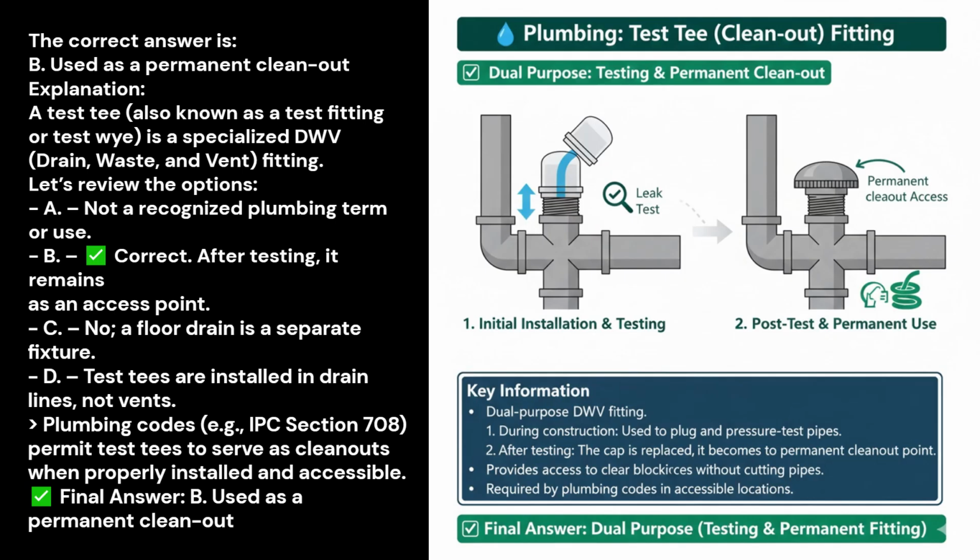C. Used as floor drain. No, a floor drain is a separate fixture. D. Used as an accessory to the ventilation system. Test tees are installed in drain lines, not vents. Plumbing codes, example, IPC section 708, permit test tees to serve as cleanouts when properly installed and accessible. Final answer, B. Used as a permanent cleanout.